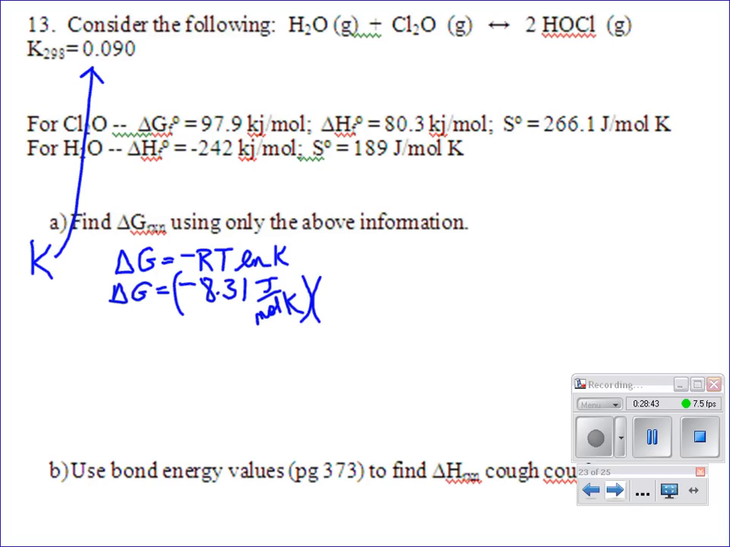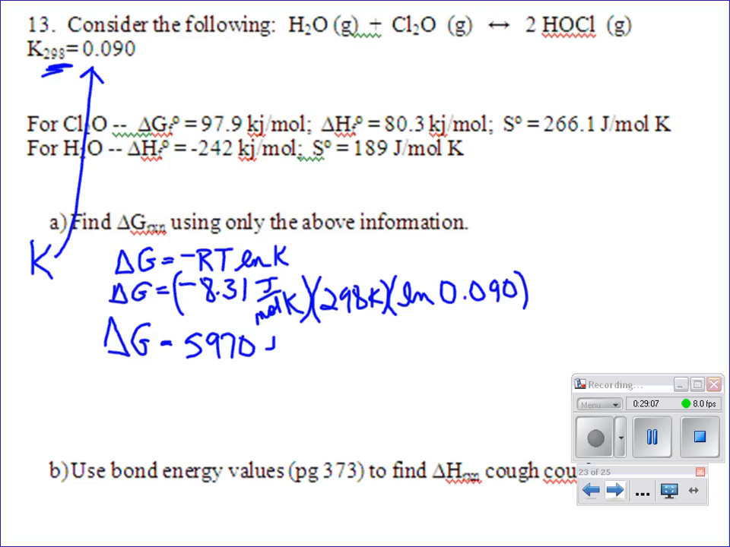What's our temperature? I see a temperature. 298. Math is hard. Maybe math ruins your brain for chemistry. So they got a delta G of 5,970 joules per mole.